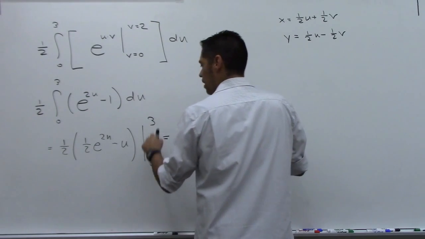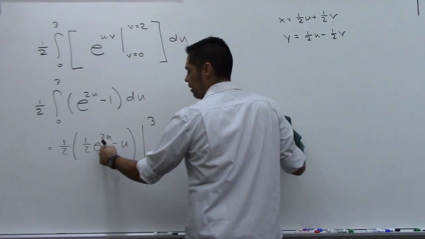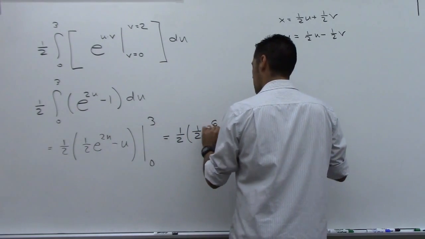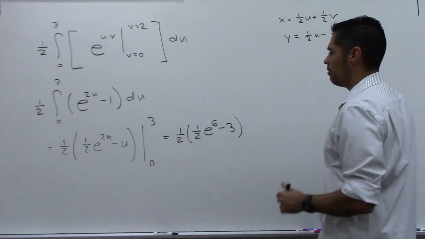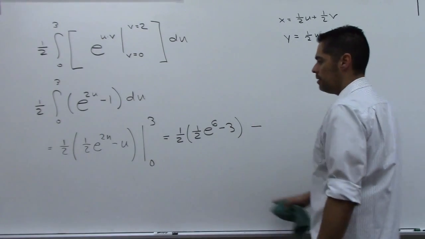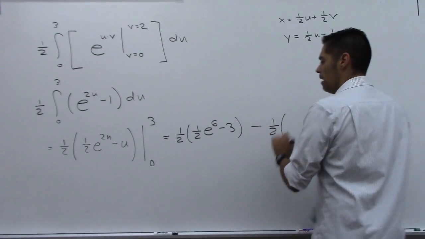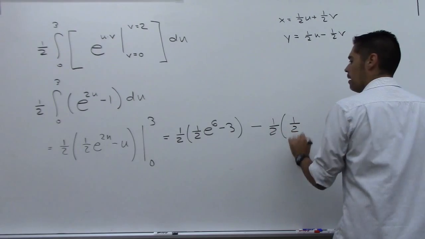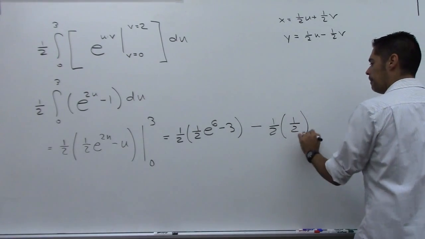Let's see. Plug in 3 first. So I have 1/2. Plug in 3 here, get e to the 6th, half of e to the 6th. Minus, plug in 3 here, 3. That's what I get when I plug in 3. Minus, now let's plug in 0. So 0 in here, I have a 1/2 in front. So 0 in here, e to the 0 is 1, so I get 1/2. And then 0 in here, you get minus 0, so that's it.